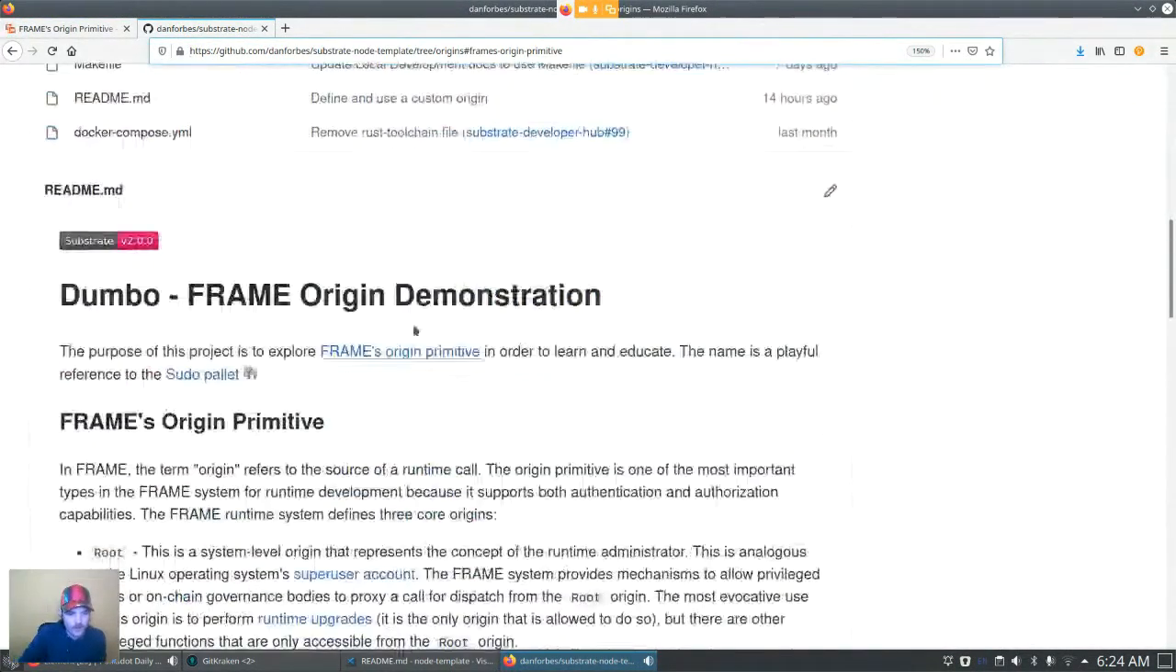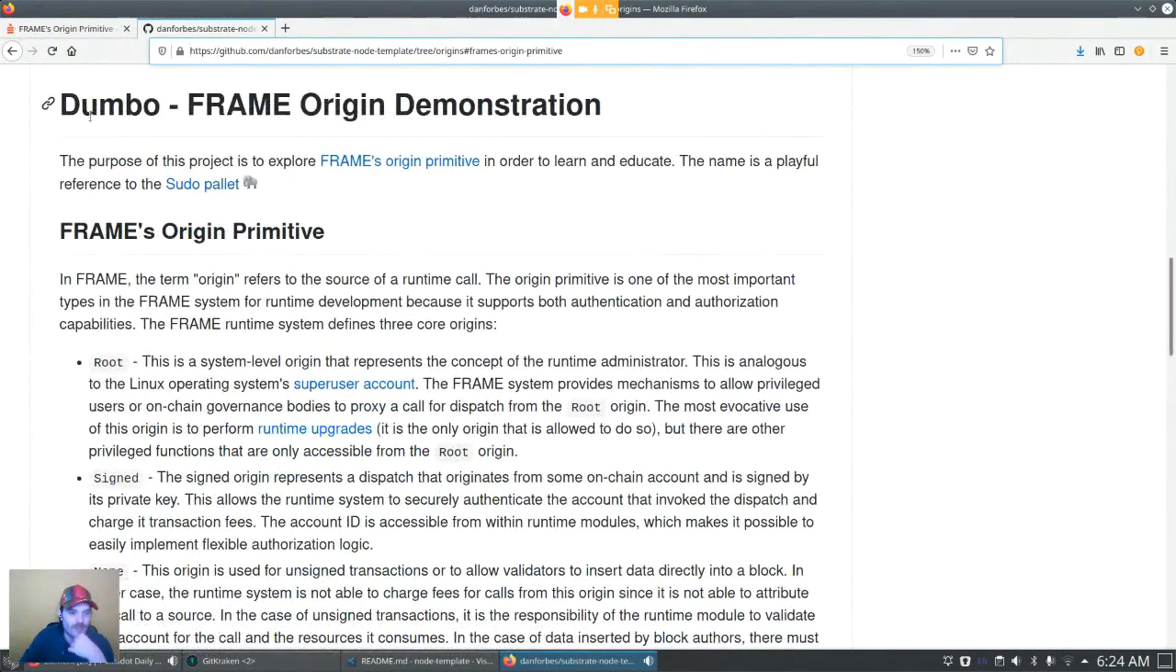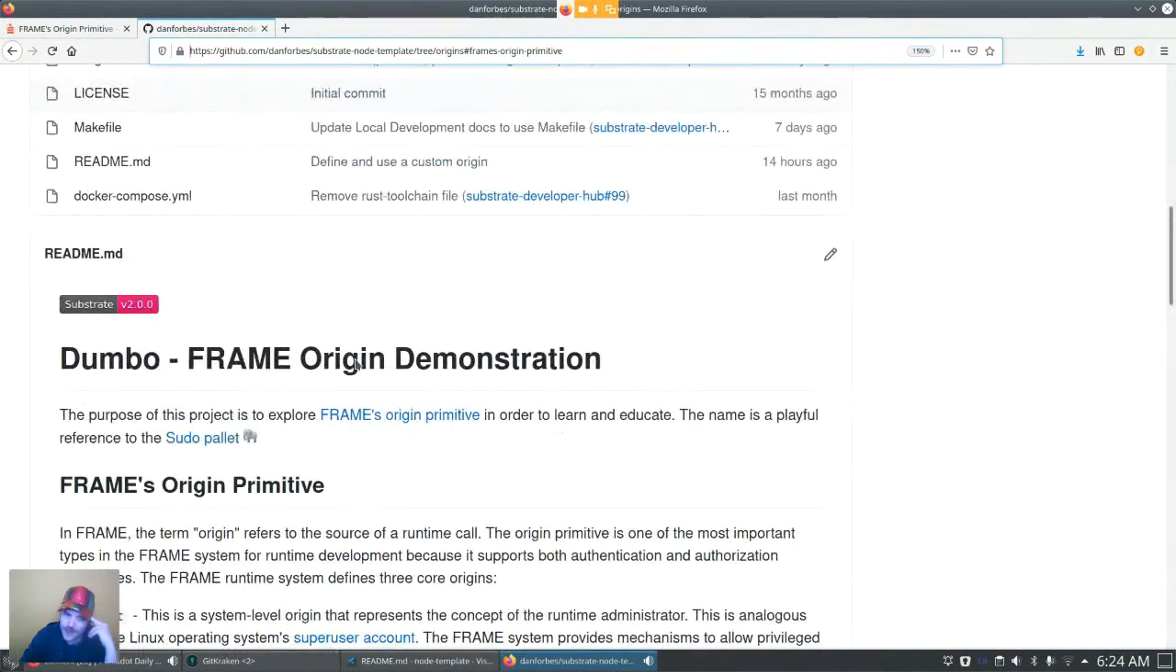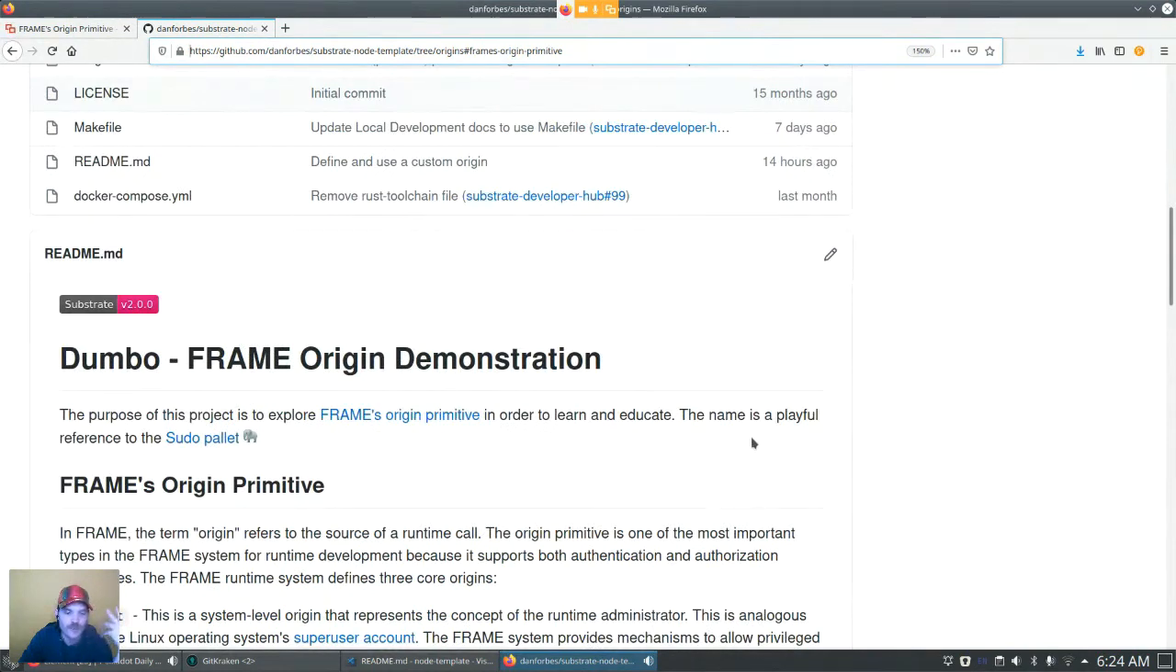So I'm going to run this node and go through this. You can see it's called the Dumbo node. Last week we did the Caliente chain for the hot wallet, and so I felt like, oh man, I need to match myself. I have to come up with a clever name for this. One of the most canonical, evocative uses of the origin primitive, one of the things that allows you to impersonate the root user, is the Sudo pallet. I was playing with the name Sudo, and I thought Dumbo was fun.